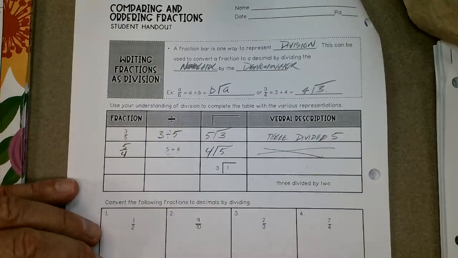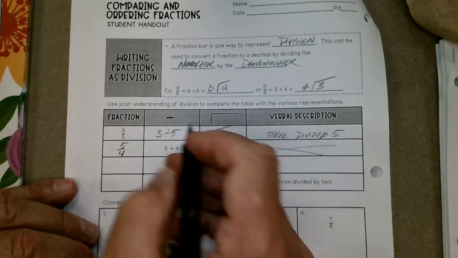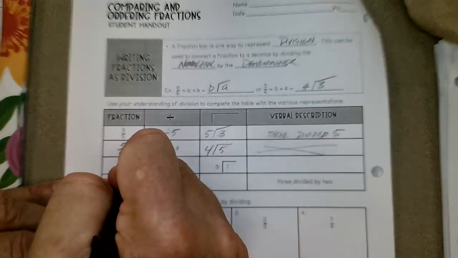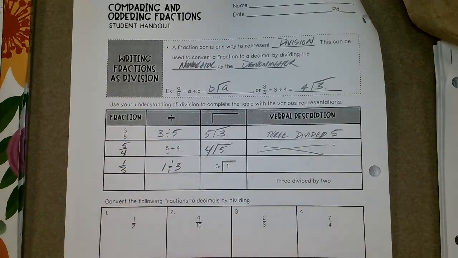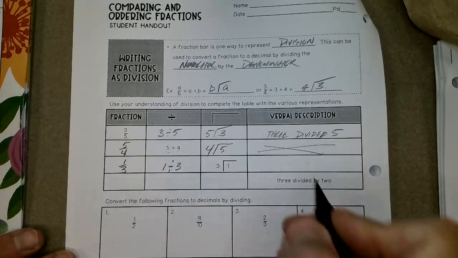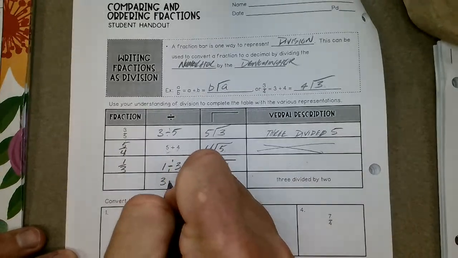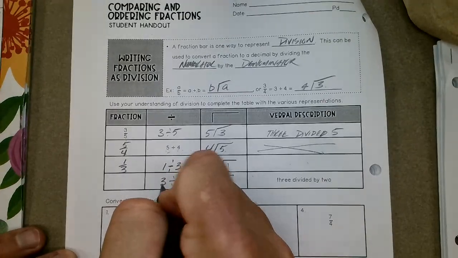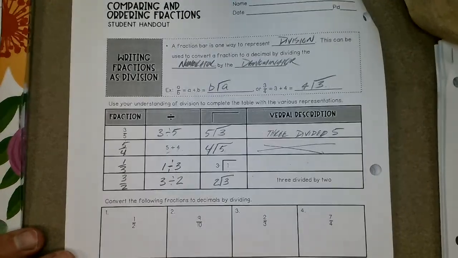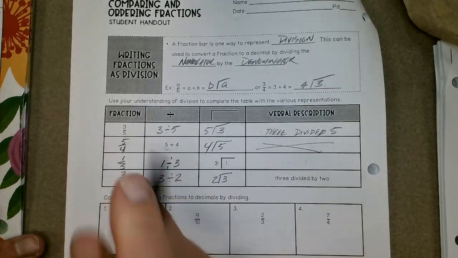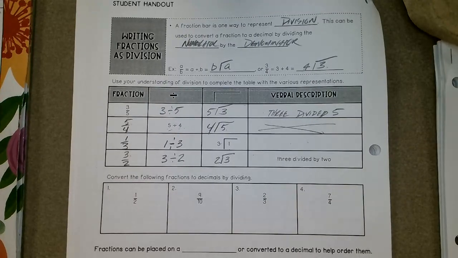Next one up is 1 divided by 3. So if we wrote it like this, it would be 1 divided by 3, or it would be 1/3. Okay, all right. Last one, we're going to go off the verbal description here. It is 3 divided by 2, so it's 3 divided by 2, and it's 3 halves. So don't get confused with the improper fractions, okay? Just stick with it. Okay.